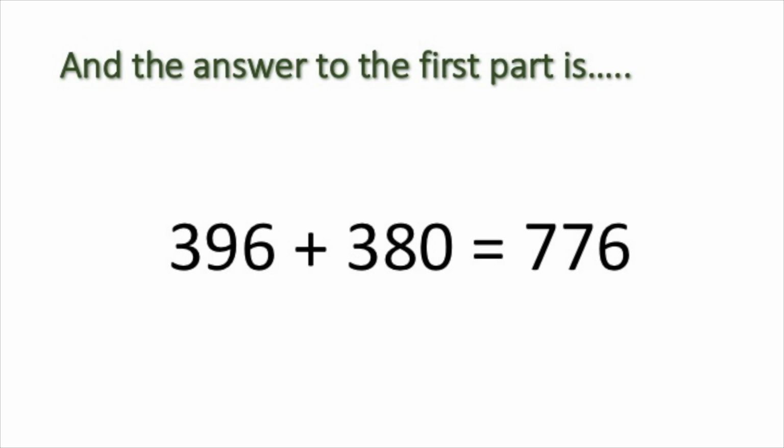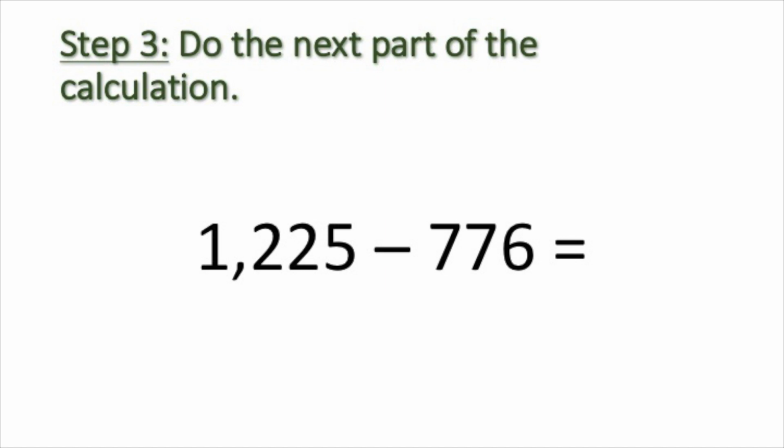So now we move on to the next part of our combined operation. 1,225 minus 776. Yes. Now I'll give you a few moments to see if you can work that out, guys, before we reveal the answer. 449. Perfect. Very well done. Okay? So, it seems like our students are ready with the answer. One more time, guys. 449.